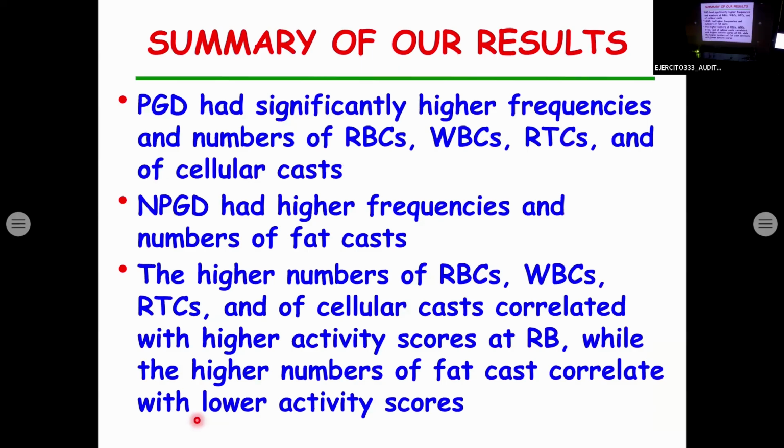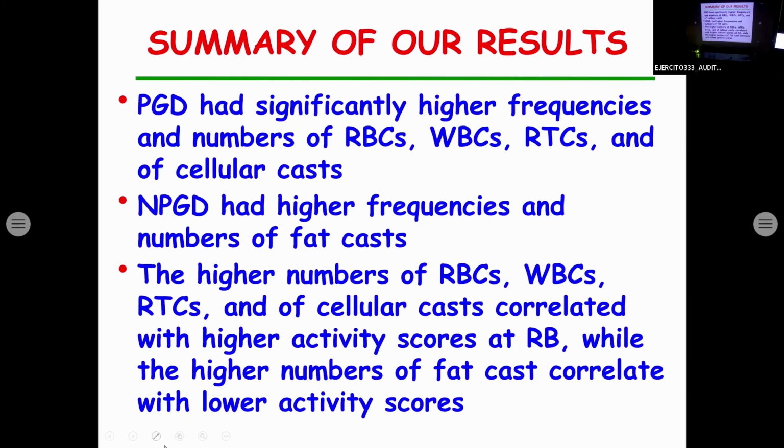Summary of our results. Proliferative glomerular diseases had significantly higher frequency and numbers of red blood cells, white blood cells, renal tubular cells, and of cellular casts. Non-proliferative had higher frequencies and number of fat casts. The higher numbers of red blood cells, white blood cells, renal tubular cells, and of cellular casts correlated with higher activity scores in renal biopsy, while the higher numbers of fat casts correlate with lower activity score.